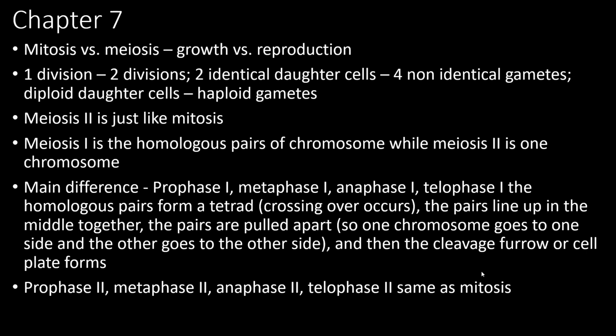We then see that the pairs do line up of these tetrads in the middle of the cell, and they pull apart. Then both of these new cells are going to go through the process 1 more time. They then go through prophase 2, metaphase 2, anaphase 2, and then telophase 2. At the end of telophase 2, we now have 4 cells, and each of those 4 cells is unique. And we've made egg or sperm.